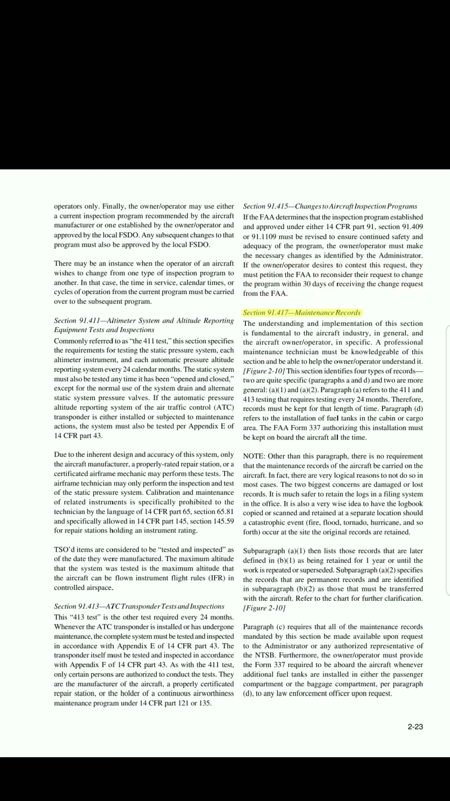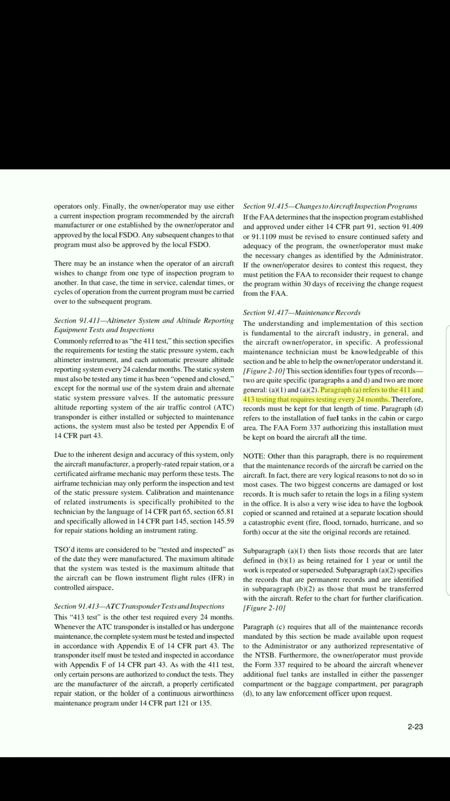Section 91.417, Maintenance Records. The understanding and implementation of this section is fundamental to the aircraft industry, in general, and the aircraft owner/operator, in specific. A professional maintenance technician must be knowledgeable of this section and be able to help the owner/operator understand it. Figure 2-10, this section identifies four types of records. Two are quite specific, paragraphs A and E, and two are more general, A1 and A2.